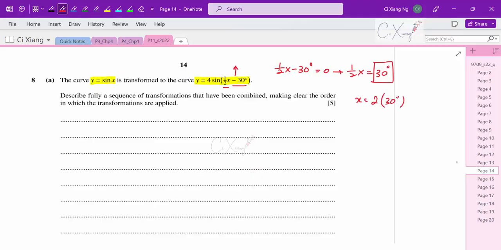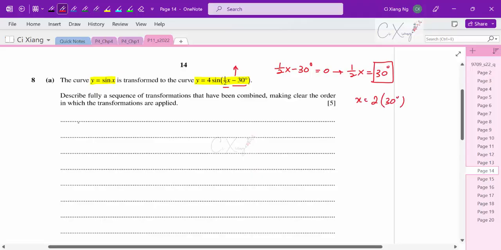stretch. Alright, so when you write out the transformation, the first one we start from is the translation in the direction of x. So I will write it this way: a translation to the right hand side, because it's positive 30 degree, right? So to the right hand side in the x-axis for 30 degrees. So that's the first one.